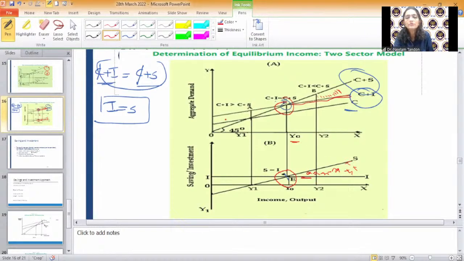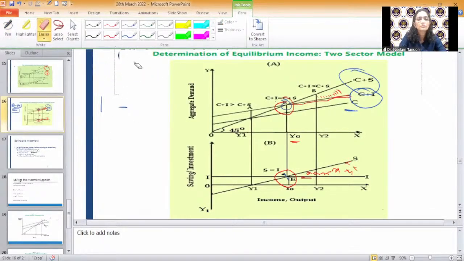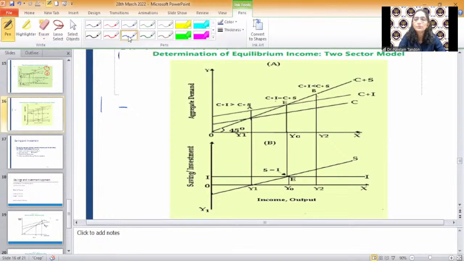If you see to the left of it, investments are more, savings are less. Now, if this is a scenario, this is a two-sector model. The two-sector model, we took care about what? Firms and households. Firms, they go for investments and households, they go for savings. Both of them, they consume. So that is the component of C.